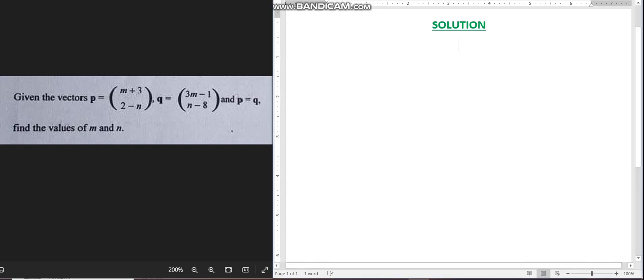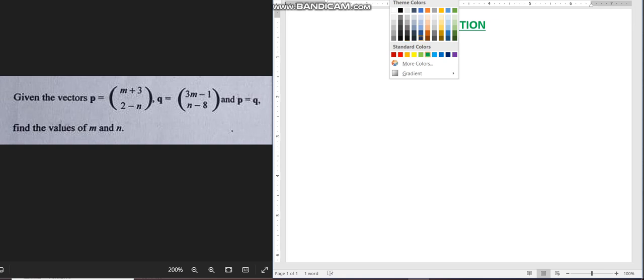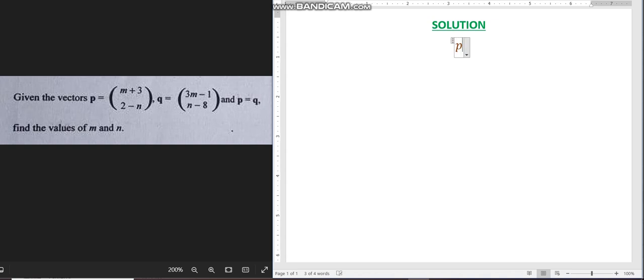So the first thing we have to do is to look at the statement that the question is asking. It says that p equals q. So that's the first thing we have to write: p equals q.